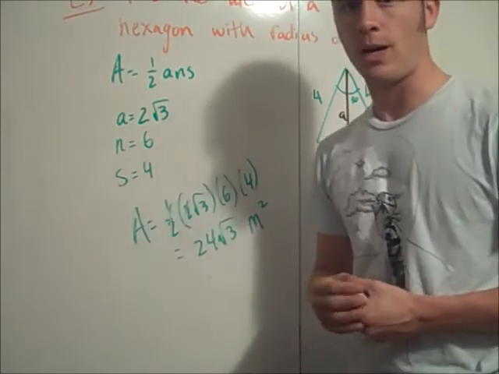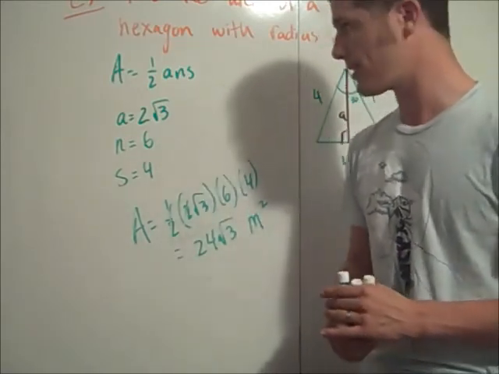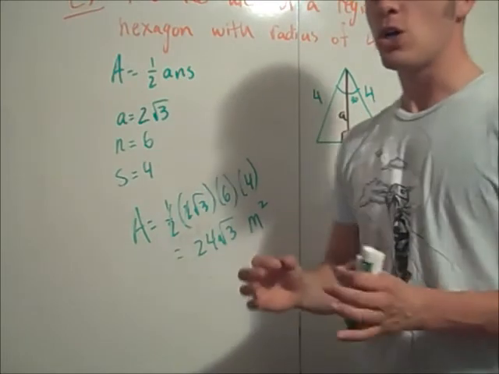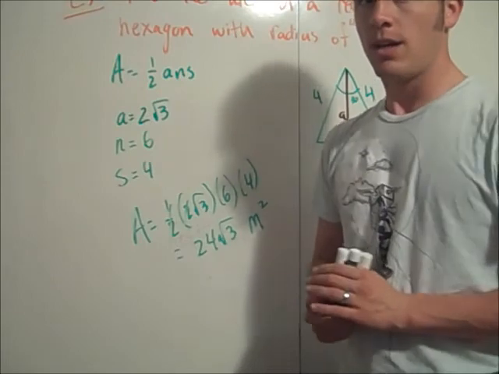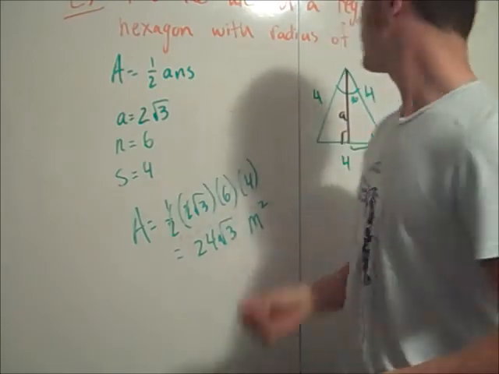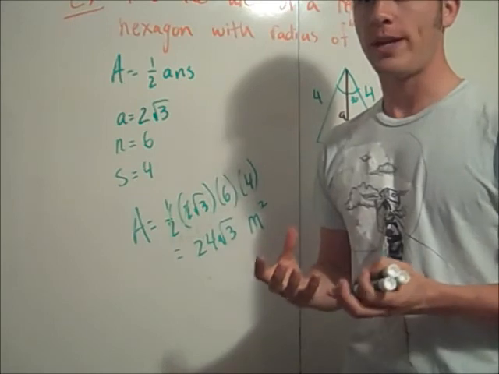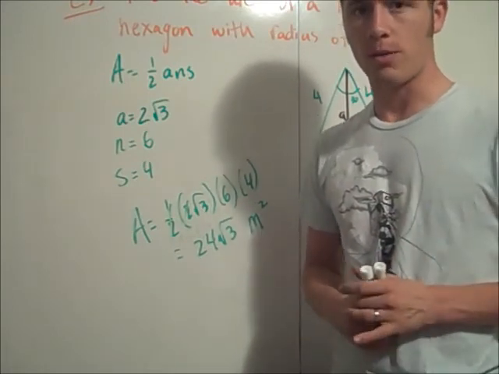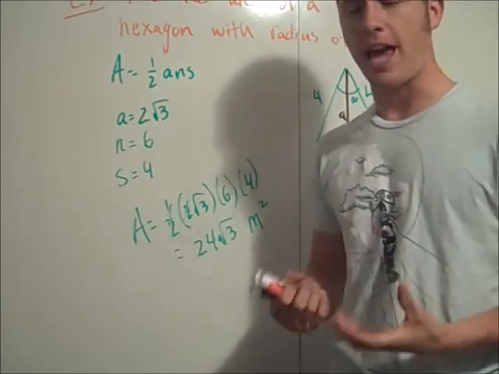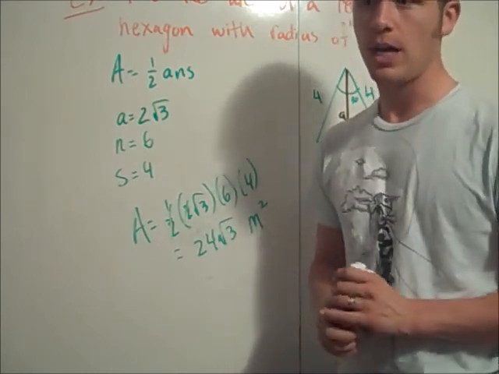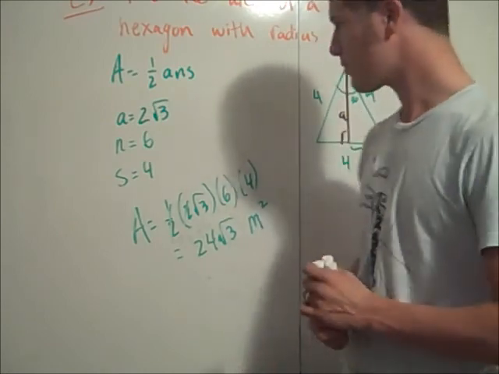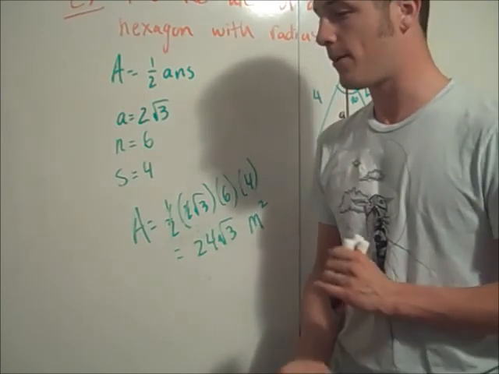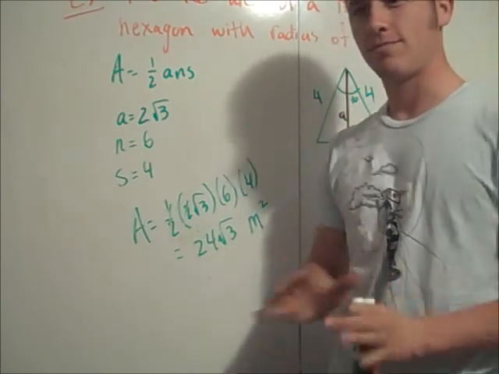So the nice thing about equilateral triangles and hexagons is that when you make these triangles with the apothem, you get a 30, 60, 90. If you have a square, which is a regular polygon, you end up with a 45, 45, 90. For all other regular polygons, to find the area, you're going to have to use trigonometric ratios using the central angle. Okay, so I hope this helps you find the area of regular polygons. Any questions? Send them my way.